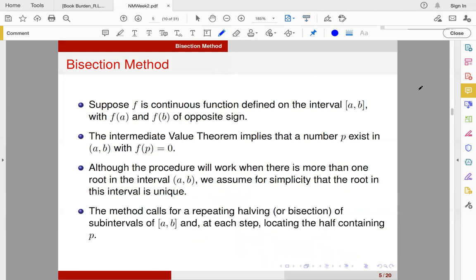Okay, so this method calls for a repeating halving or bisection of a subinterval of AB, and at each step, locating the half containing P. So actually, this bisection divides the interval AB and traces where the point C, or the point P, is between A and B. Okay, so the procedure works like this.